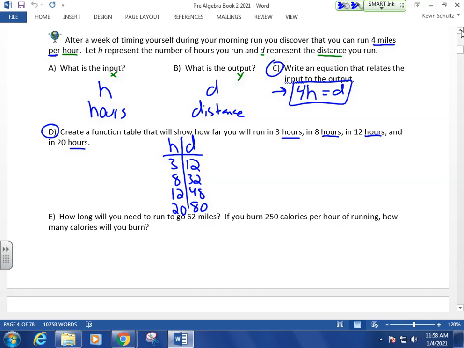Because let's say, and here's letter E, we're kind of going the other direction here now, letter E. Let's say that we want to run 62 miles, okay? Our end goal, our end location is 62 miles away, and we want to know how long it's going to take to get there, okay? So in this case, going from our 4H equals D equation that we came up with here, I'm giving you the output, right? We can also be given the output to solve for the input, okay? We're not testing, right? We are wanting to know. We know how far away our location is. We want to know how long it's going to take to get there.